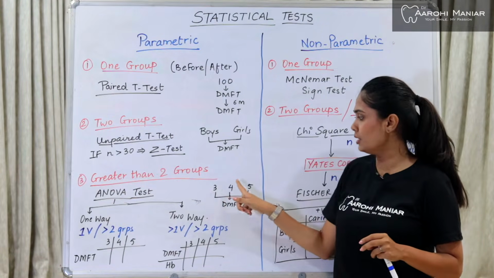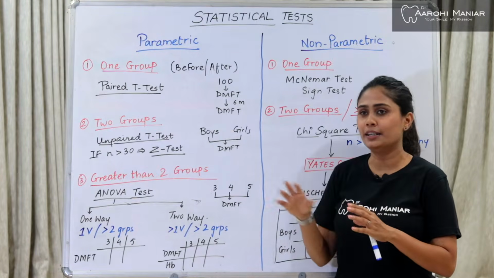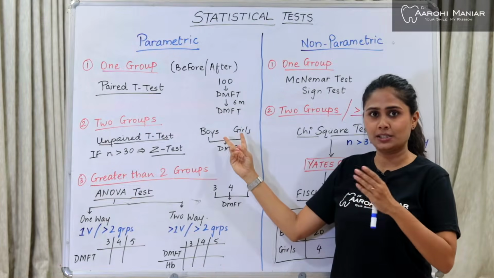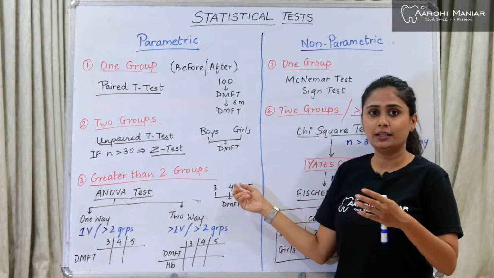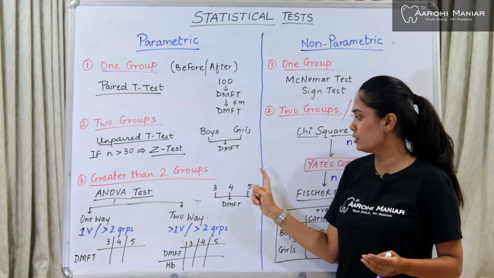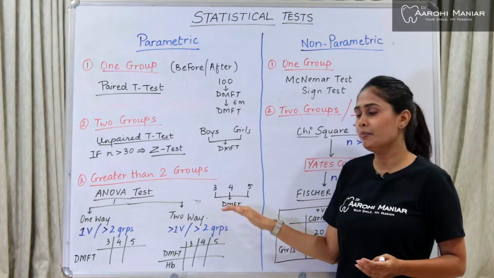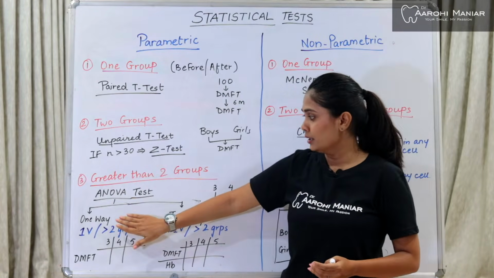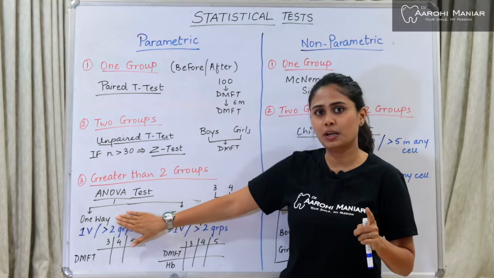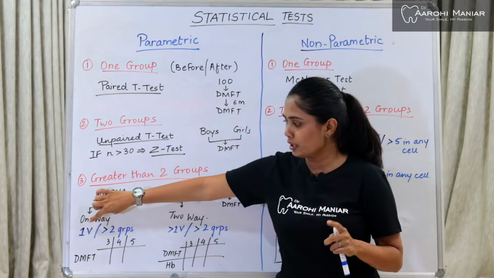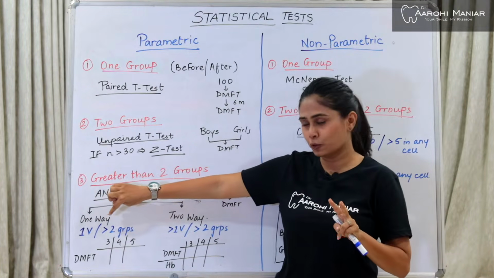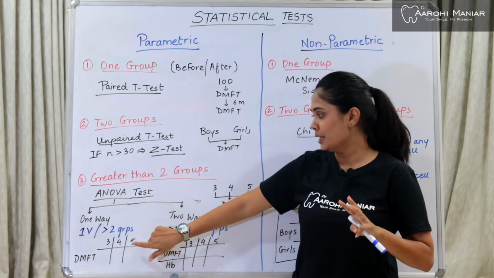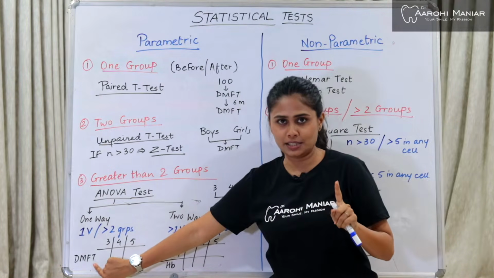So here I have 3 years, 4 years and 5 years. First I had just one group, then I divided into two groups, that is boys and girls. Now I am dividing it age-wise, 3 years of age, 4 years of age and 5 years of age, and then I am taking my DMFT index. So this is our ANOVA test. The one-way ANOVA, this is one of the types. In this there is only one variable but there are more than two groups. So this 3, 4 and 5 years are three groups, and my variable is only one, that is DMFT.